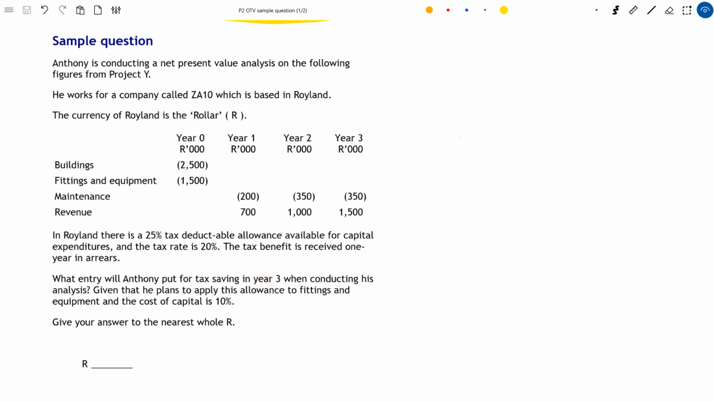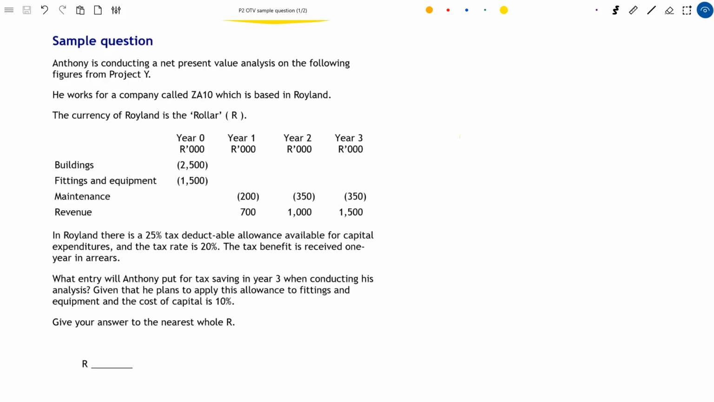And we're not even looking for the tax or the tax saving in year 3. We're looking for the entry in tax saving for year 3. Which actually means we're looking for the tax that is saved in year 2, because the tax benefit is received 1 year in arrears. So it's behind. So it's looking at all these very specific little bits of information in the question that is important. So let's go about calculating the answer to this question now.